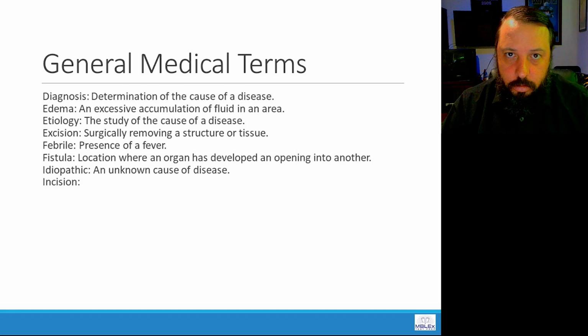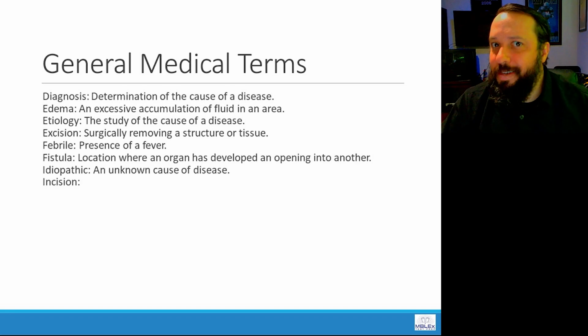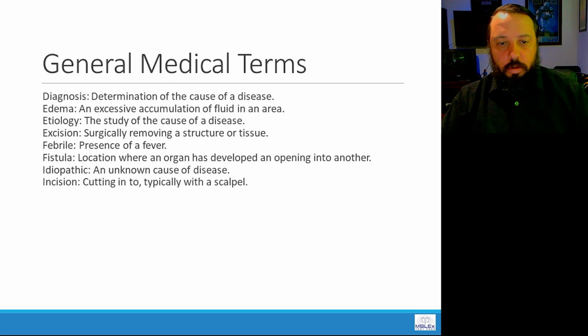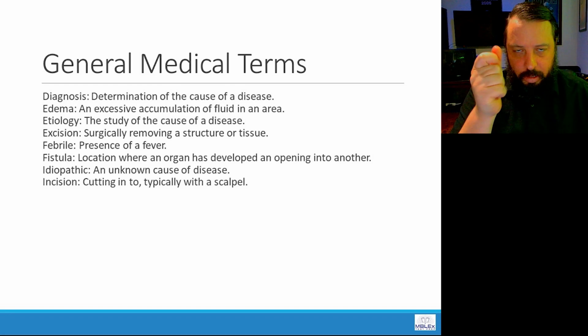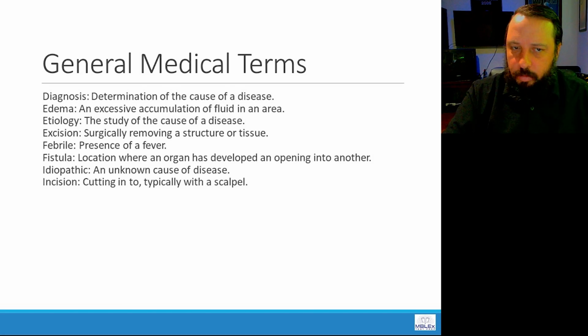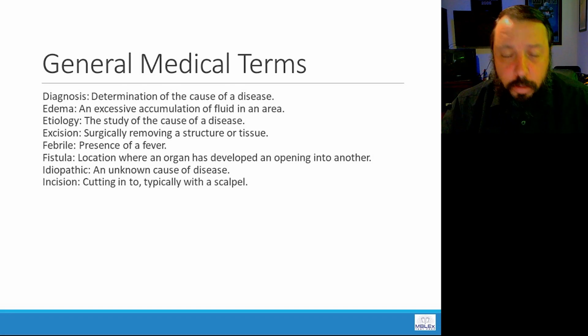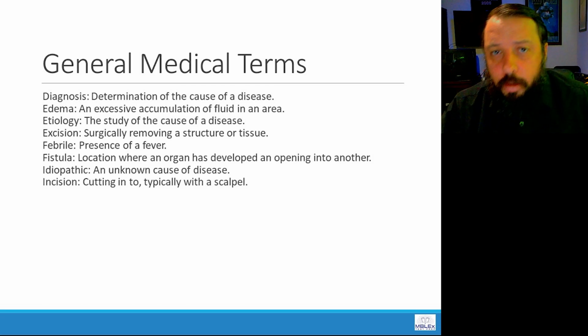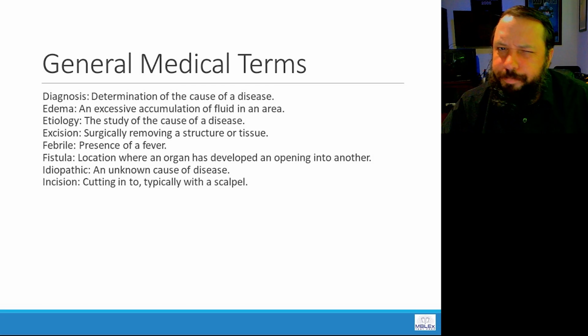Incision. If a surgeon makes an incision into the body, that means they are cutting into the body. Incisions are typically made using scalpels. Scalpels are really sharp, small knives that allow a lot of control. They're able to easily cut through tissues like skin, muscles, nerves, really anything in the body except maybe bone. So scalpel. Anyway, moving on.